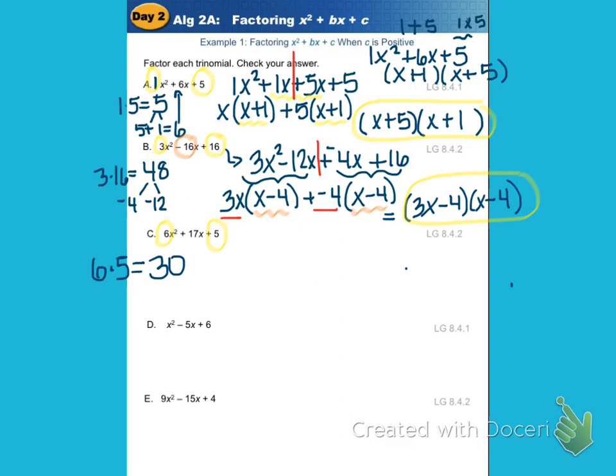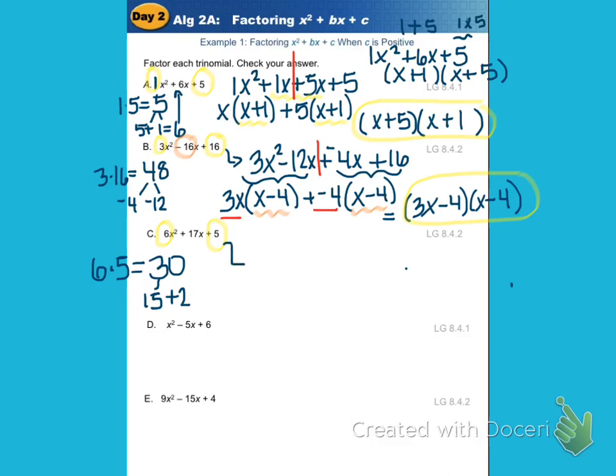Now, if it turns out that you need them to add up to a negative number, just consider making them both negative. Or if you have a negative AC, so if this had been negative 30, then just keep in mind that one of the terms would have to be positive and one would have to be negative. But it's very clear here that the factor pair would have to be 15 and 2, because 15 plus 2 is 17.